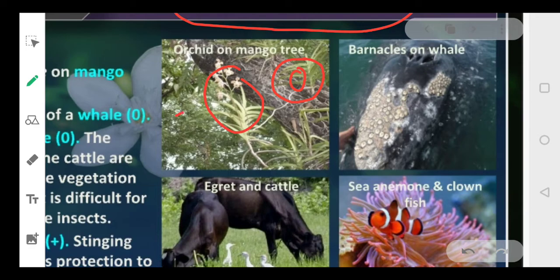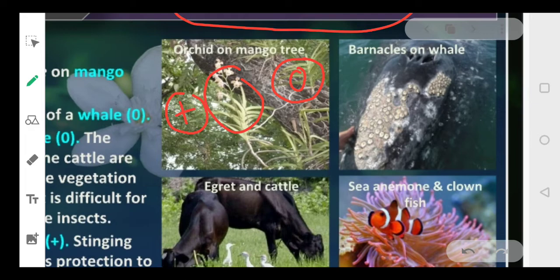Orchid gets benefited from this. So the orchid has a benefit. Mango tree doesn't have any effect, neither positive nor negative. So this relationship where one species gets benefited while the other remains unaffected is referred to as commensalism. Okay, it is called commensalism.